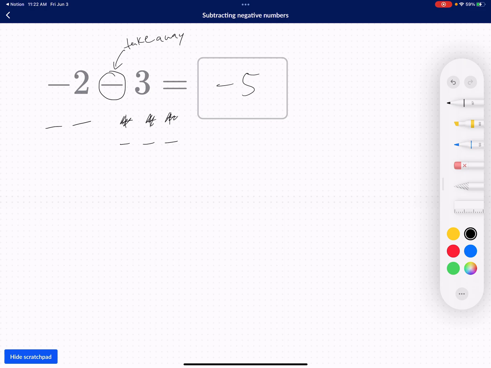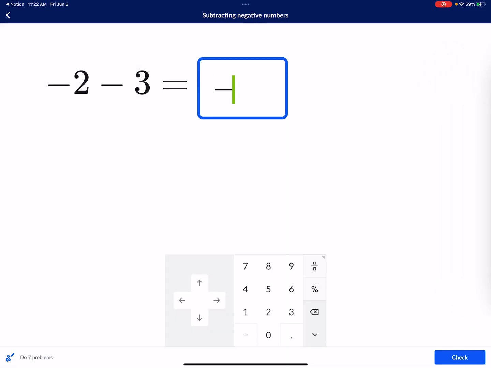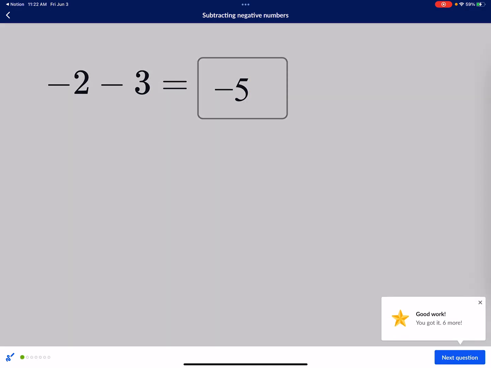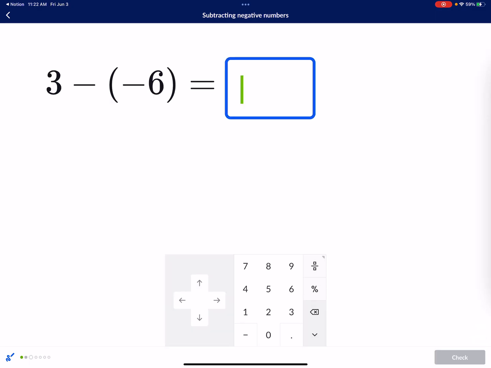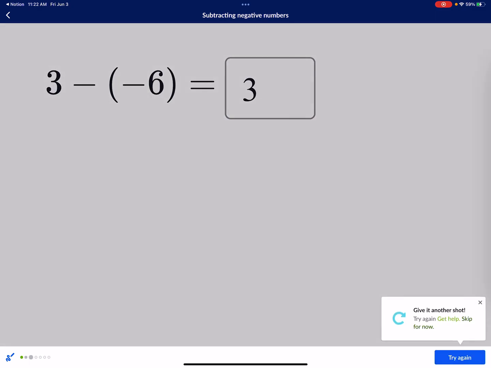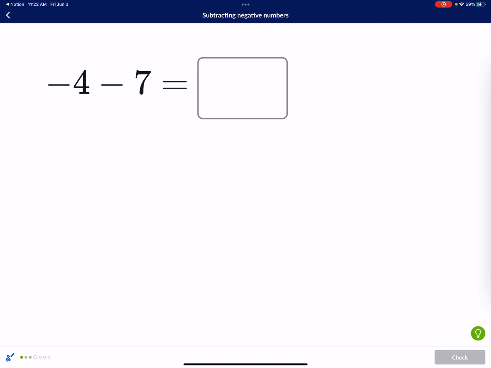All right, let's try another one. So this one is going to be -5. All right. So these are the ones that I'm talking about. When you're subtracting a negative, don't do that yet. What we're focusing on right now is subtracting a positive. So if you see this one, just skip it. Just skip it. So there's another one. Let's skip this one.